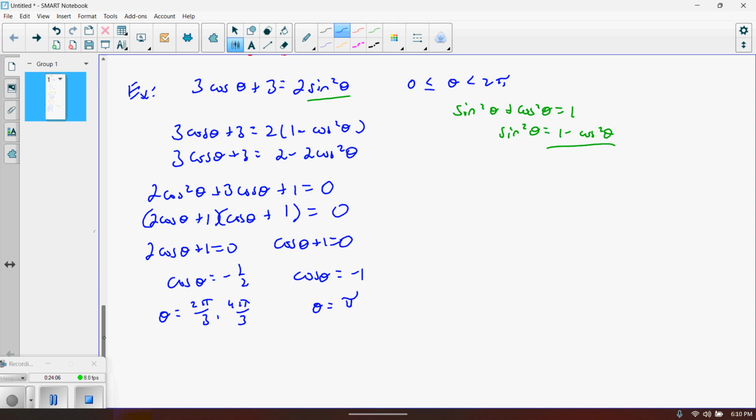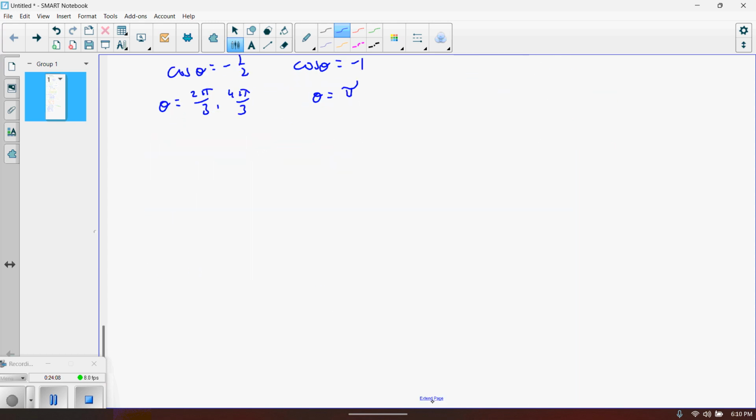Let me extend the page on here a little bit. So let's do cosine squared theta plus sine theta equals 2. And once again, we will restrict our domain so we don't have to write the whole 2k pi thing out there. All right.